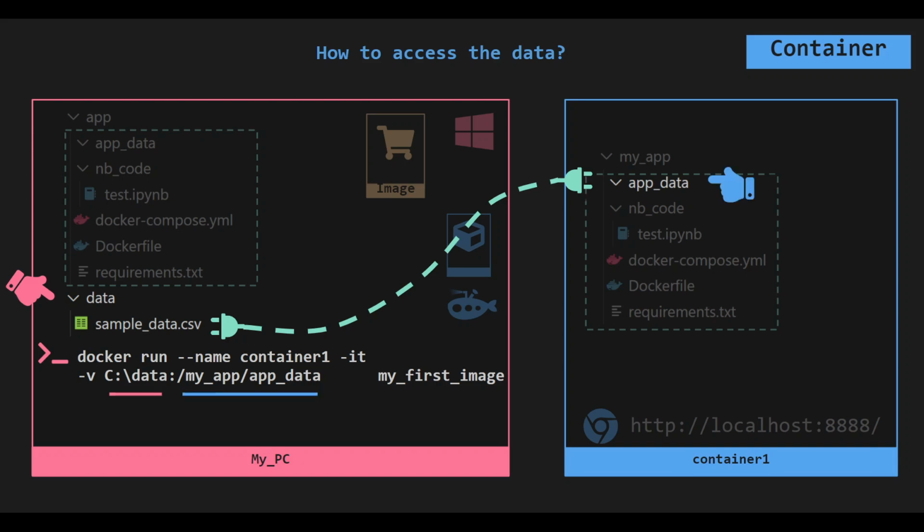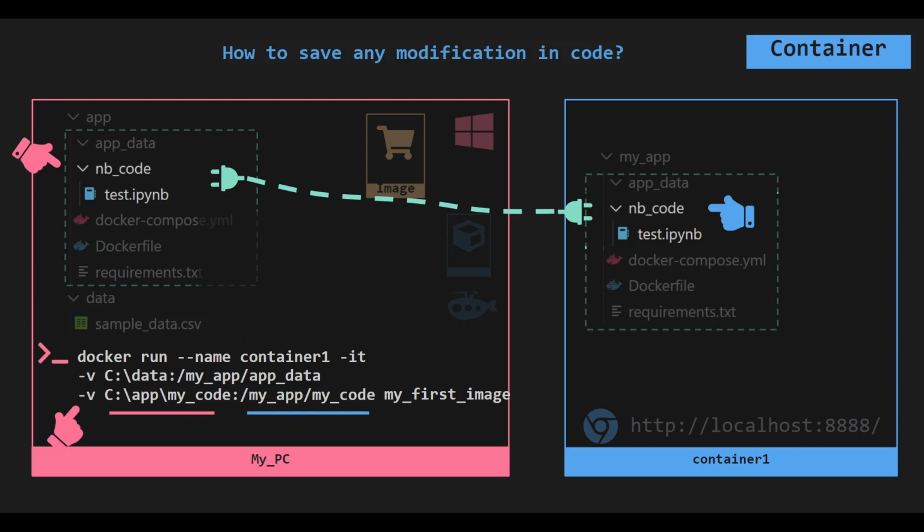Similarly, we want the changes in the code to be saved outside the container. This is particularly useful for development, not deployment, as you often need to modify the code and see the changes without rebuilding the image. So we apply the same volume concept between these two folders. We add the v flag and specify the absolute path of the code folder on my PC and its destination in the container.